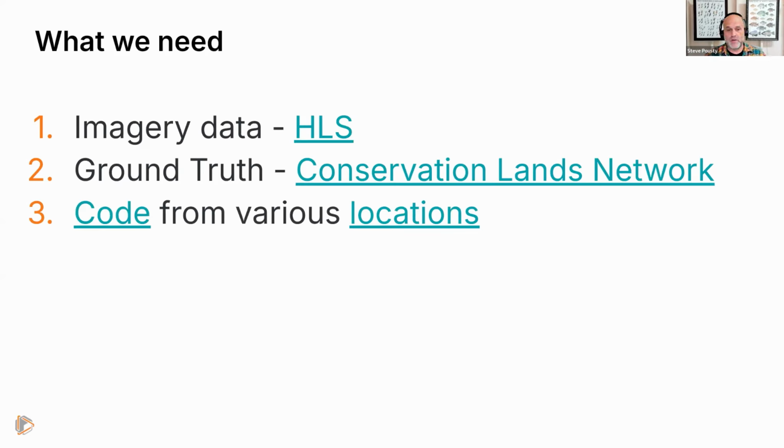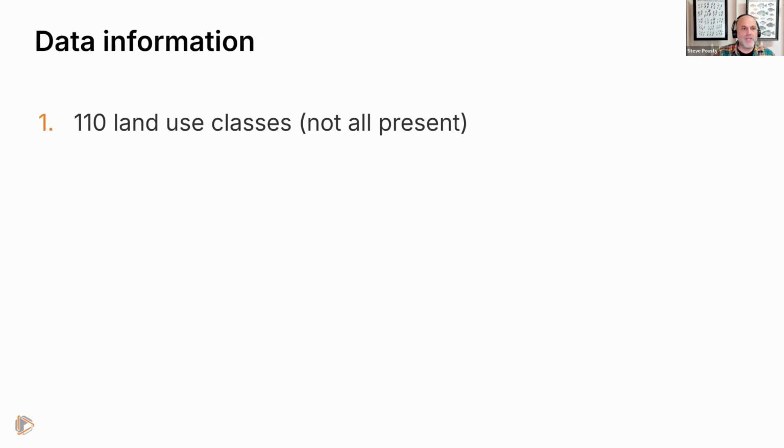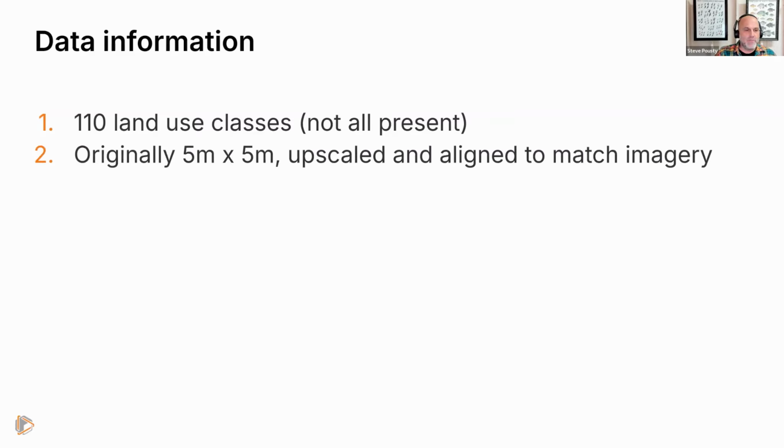And then code from various locations. Those are links to the GitHub repos, one for pre-processing and setting up the data, and the other for how I actually ran the fine-tuning. They're blatant copies, and then a bunch of other stuff that I did on top from other amazing people who've done really great work. Right? So we need data and we need code and the GPU in my laptop. The data information. So this is a problem. The land use land cover is 110 land use classes, and I'll show you why that's a problem later. Not all of them are present in our study area, though, the area I cared about.